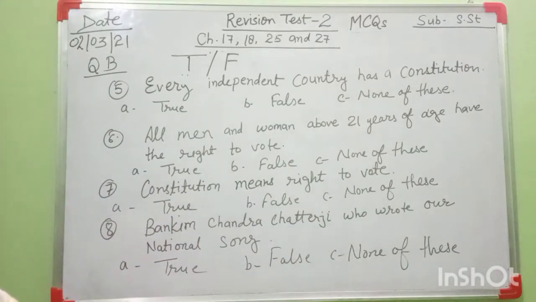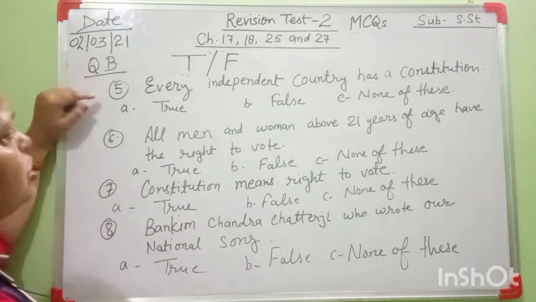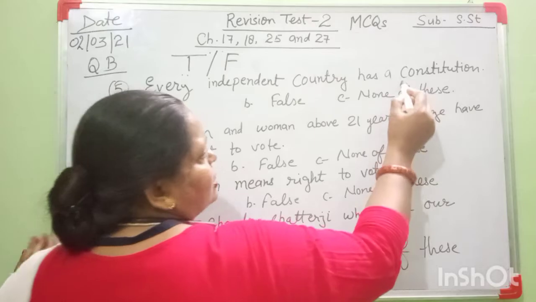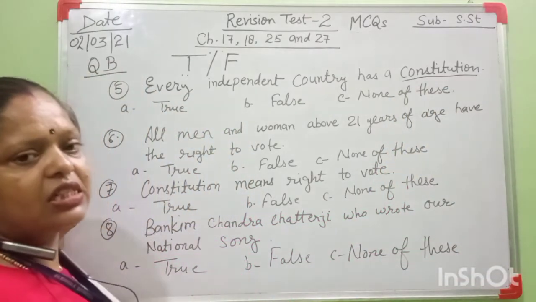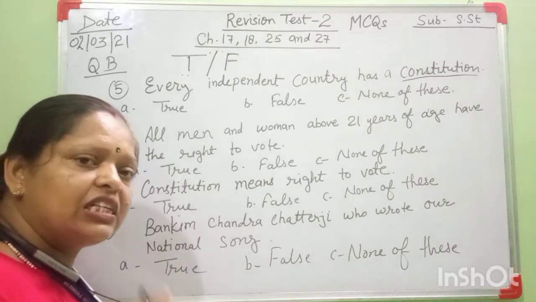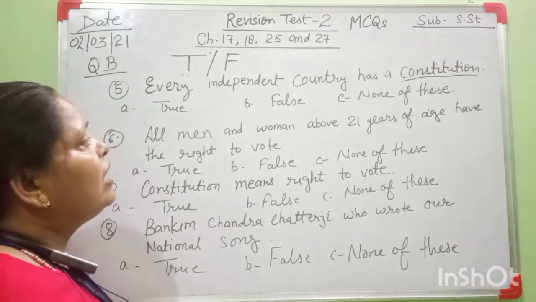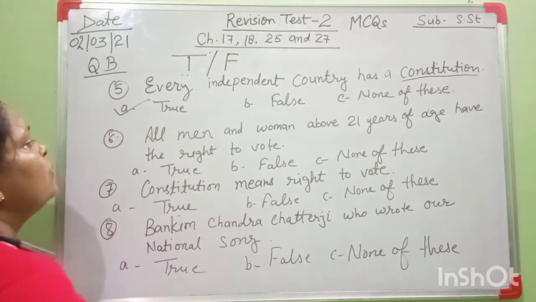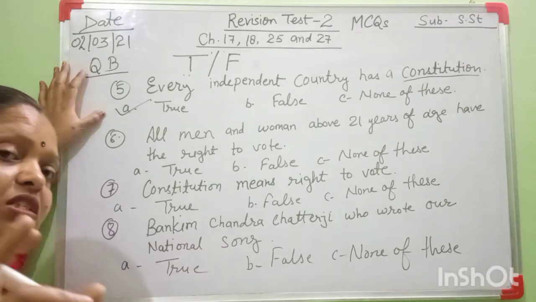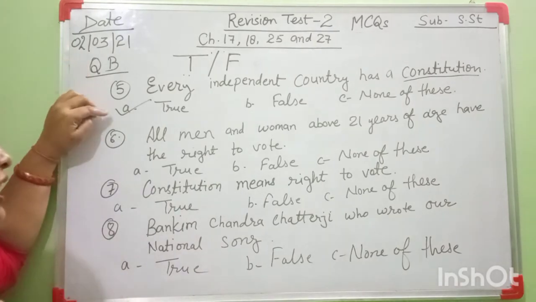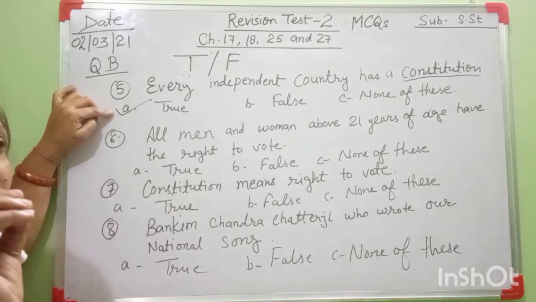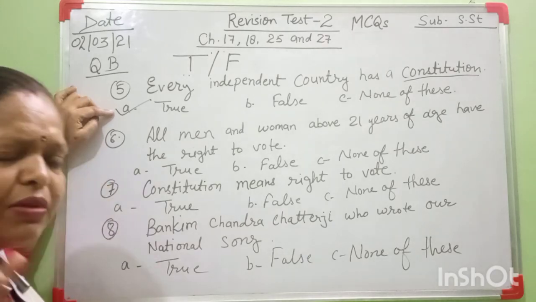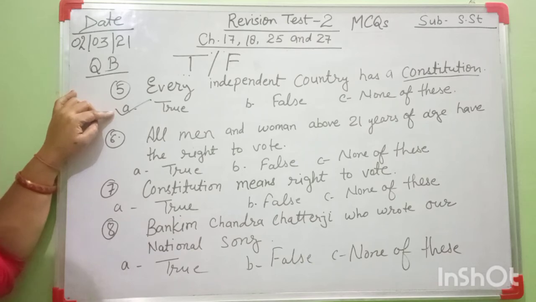All of you students, look here everyone. Question number 5: Every independent country has a constitution. What is the meaning of the word constitution? Constitution means a set of rules and regulations by which any country is governed. Every independent country has a constitution. Yes, it's true. And who wrote it? Mr. Bhimrao Ambedkar. It is the very largest constitution, and it took 2 years 11 months and maybe 17 to 18 days. So all of you remember it.